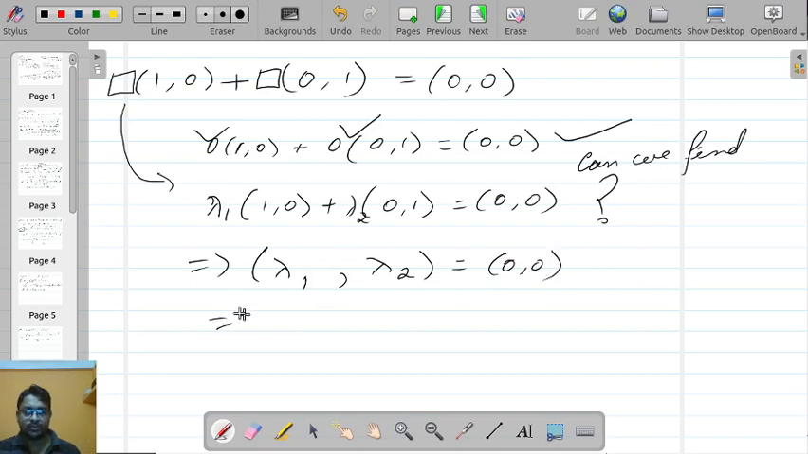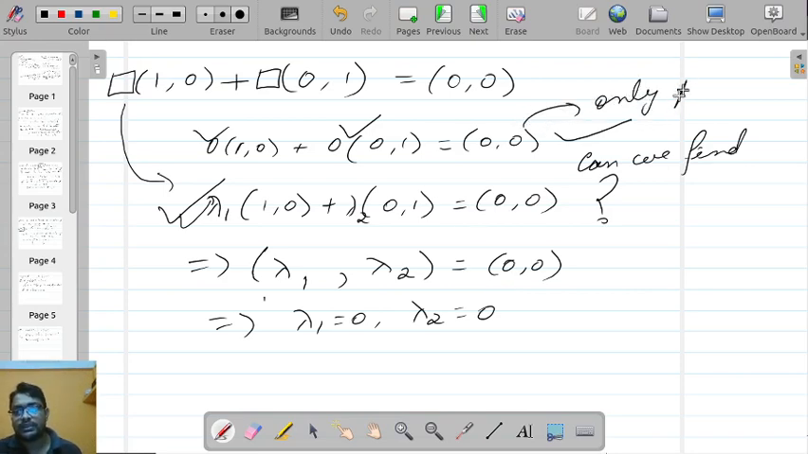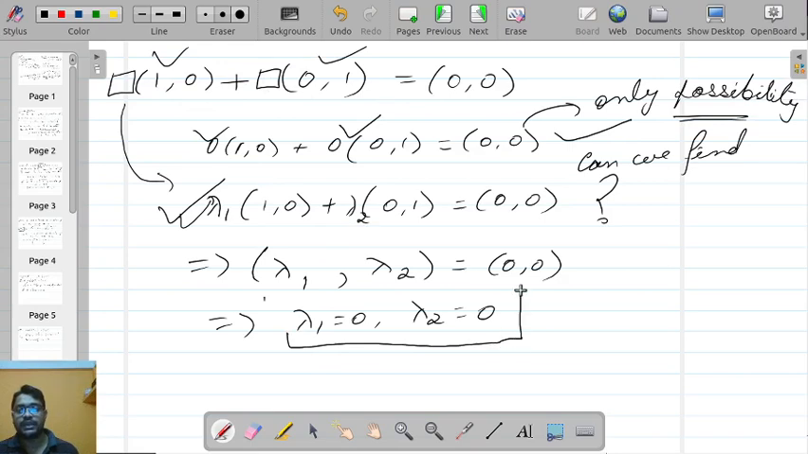By equality of ordered pairs, two ordered pairs or two ordered n-tuples are equal if their corresponding coordinates are equal. So if such a thing happens, then lambda 1 has to be 0 and lambda 2 has to be 0. That means this is the only possibility for these two vectors (1, 0) and (0, 1): the linear combination will be 0 only when the scalars are all zeros.